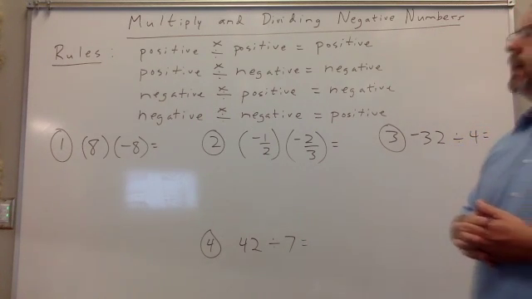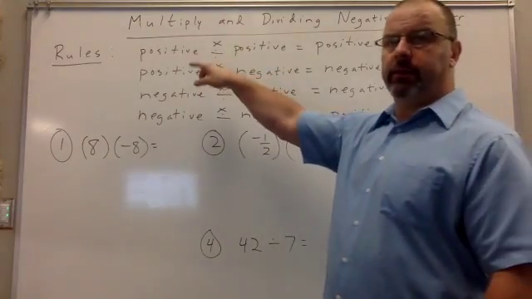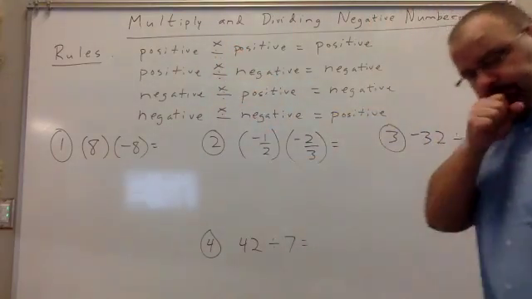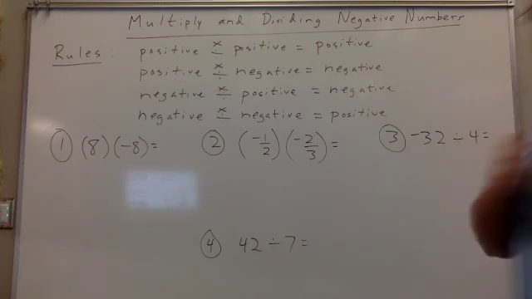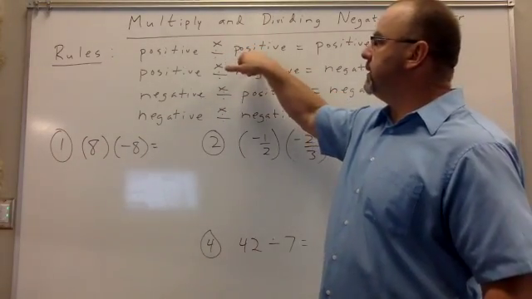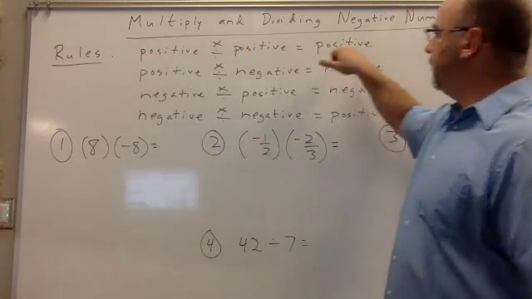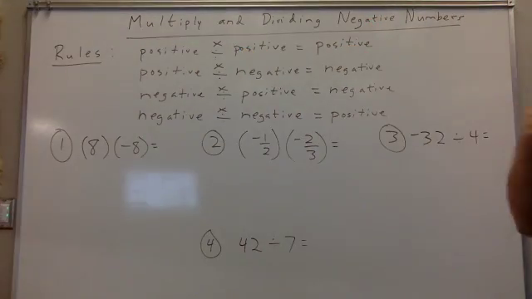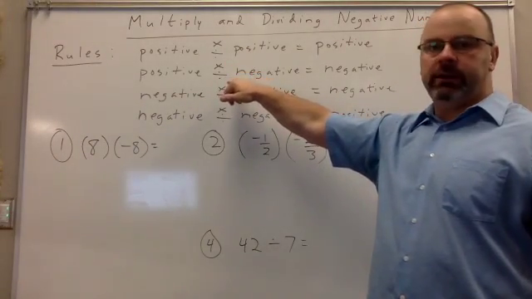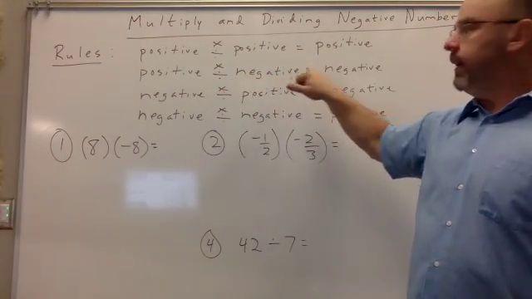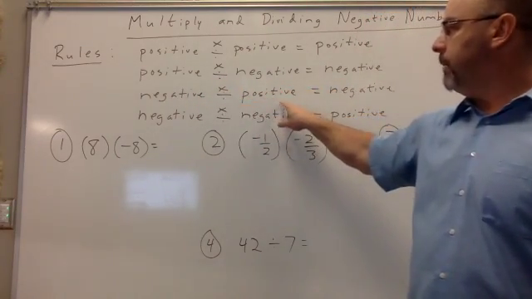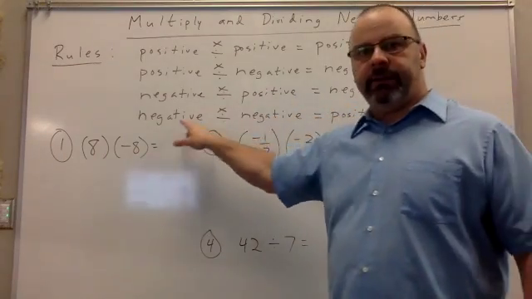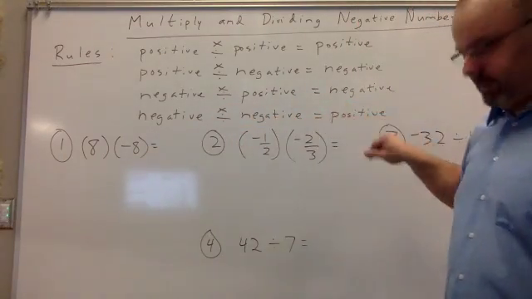The rules are here. A positive, whether you do multiplying or dividing, excuse me, got a frog in my throat. Sorry about that. A positive times a positive, or a positive divided by a positive, is positive. Okay? A positive times or divided by a negative is equal to negative. A negative times or divided by a positive is negative, and a negative times or divided by a negative equals positive.